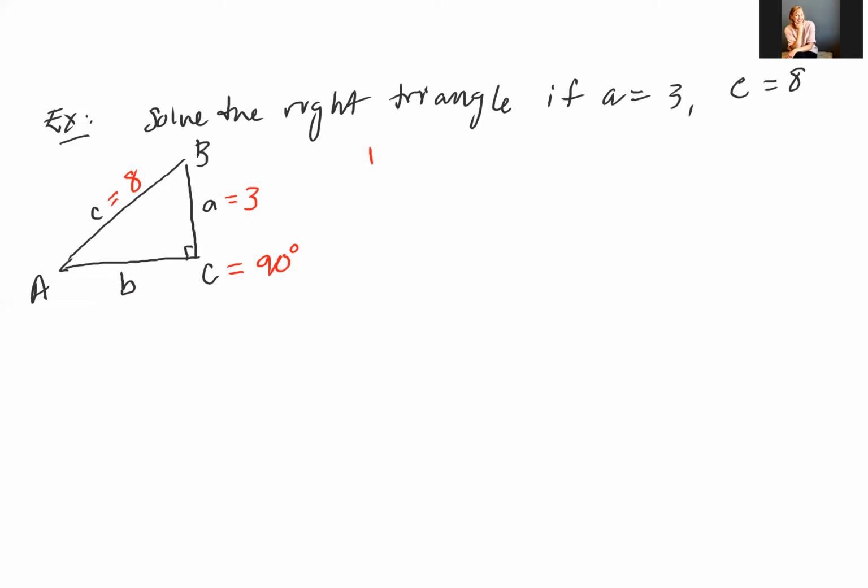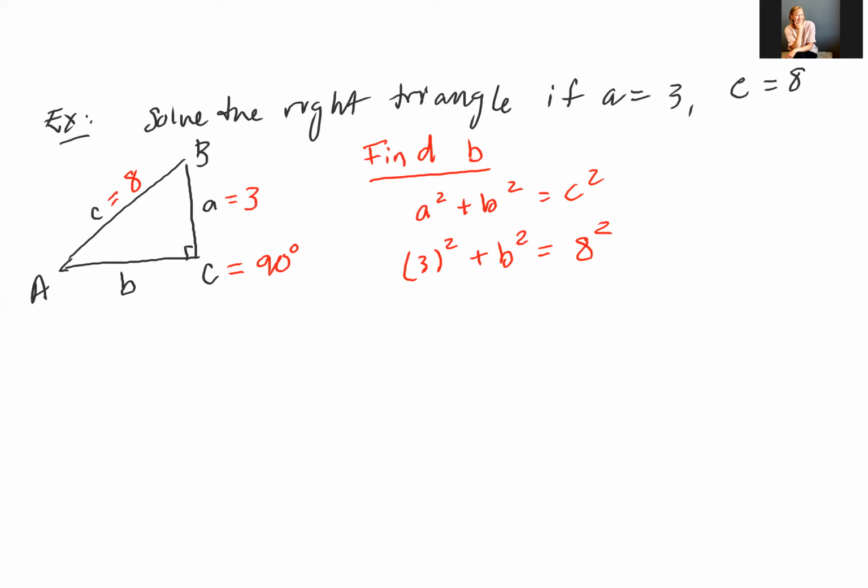So let's find side B. I know that a squared plus b squared is equal to c squared. That's always the case with a right triangle. I know what a is. It's 3 squared. I don't know what b is, so I'll write it down as b squared. That's equal to c, which is 8 squared.